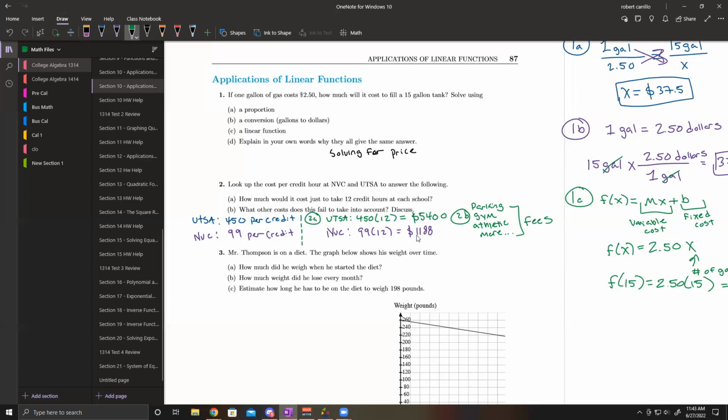And that's the same for NVC, but at NVC, I don't think we pay for parking. Or maybe we do, but it's not as much as UTSA. So those would just be fees, and that could be the answer for both. Of course, there's all these little fees that they like to tack on. But still, NVC for the first 2 years would definitely be a better deal.